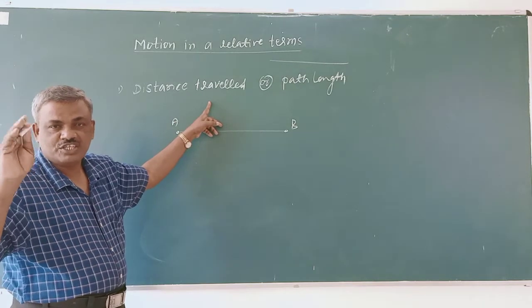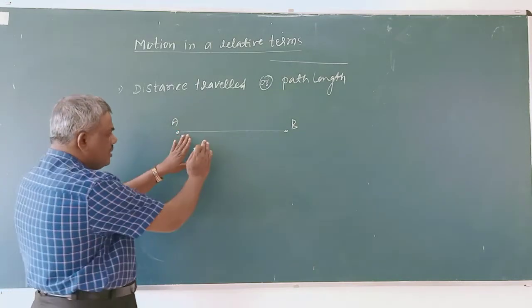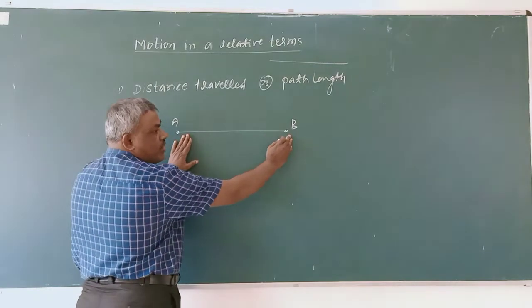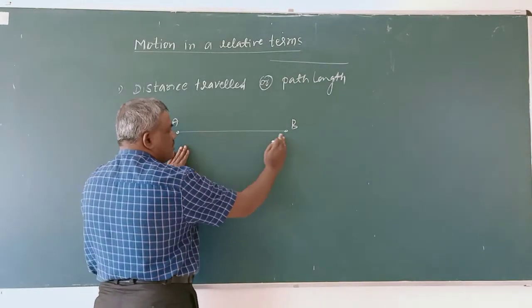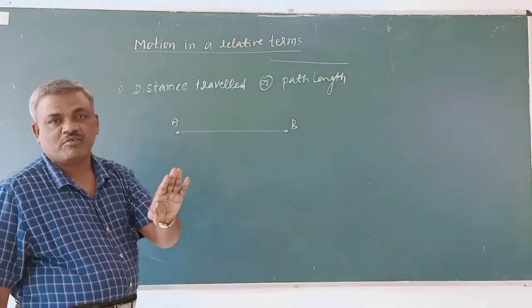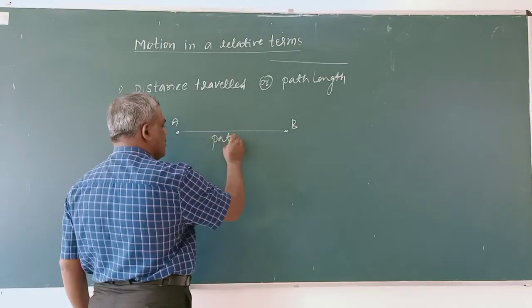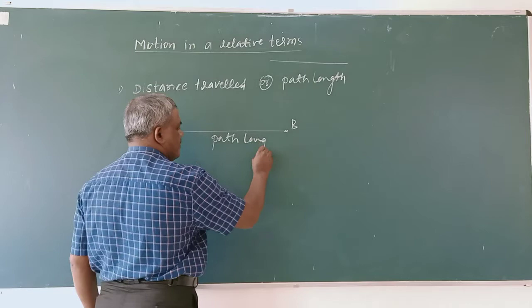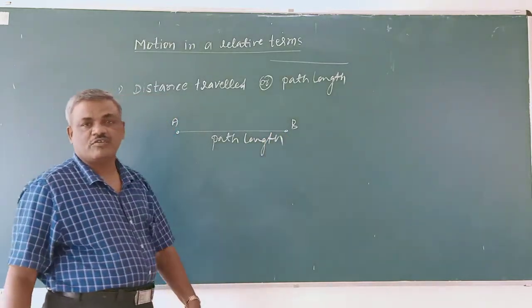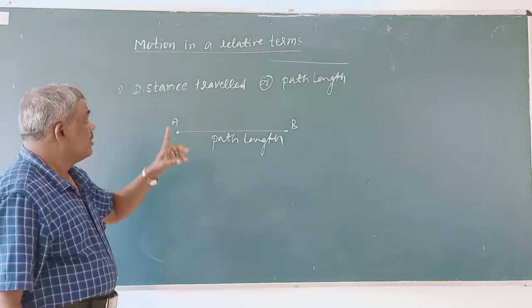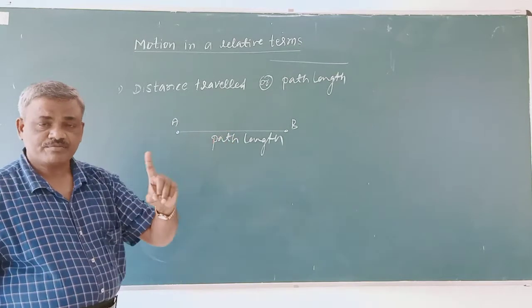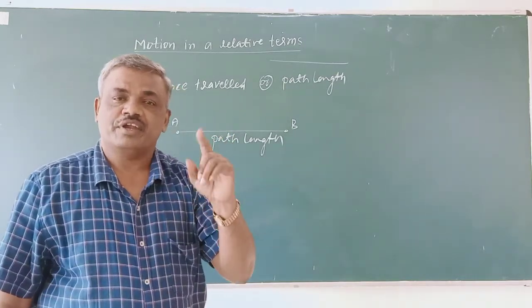Now define distance traveled. The length of the actual path traveled by the body is called the distance traveled or path length. Distance traveled, a path length. Distance traveled is a scalar quantity.